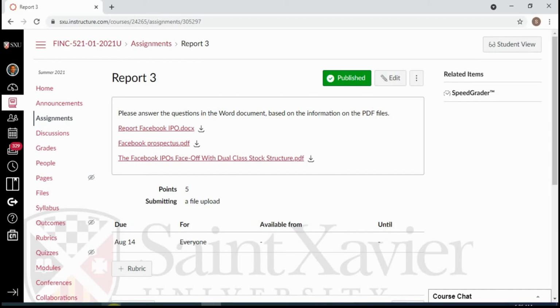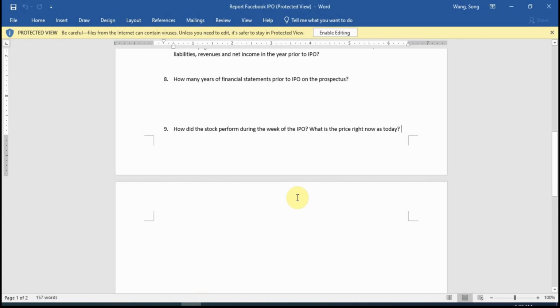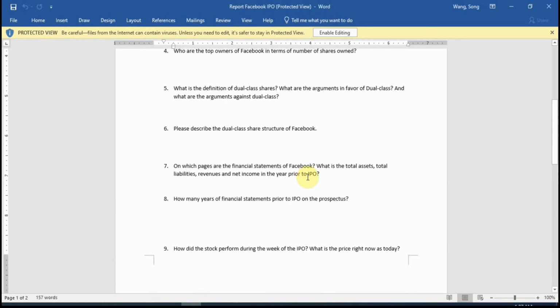And I have also pasted another document here, which is an article about the Facebook dual class structure. It basically discusses the pros and the cons of a dual class in the case of Facebook. And you are going to read this article and answer the questions regarding the dual class structure of Facebook.